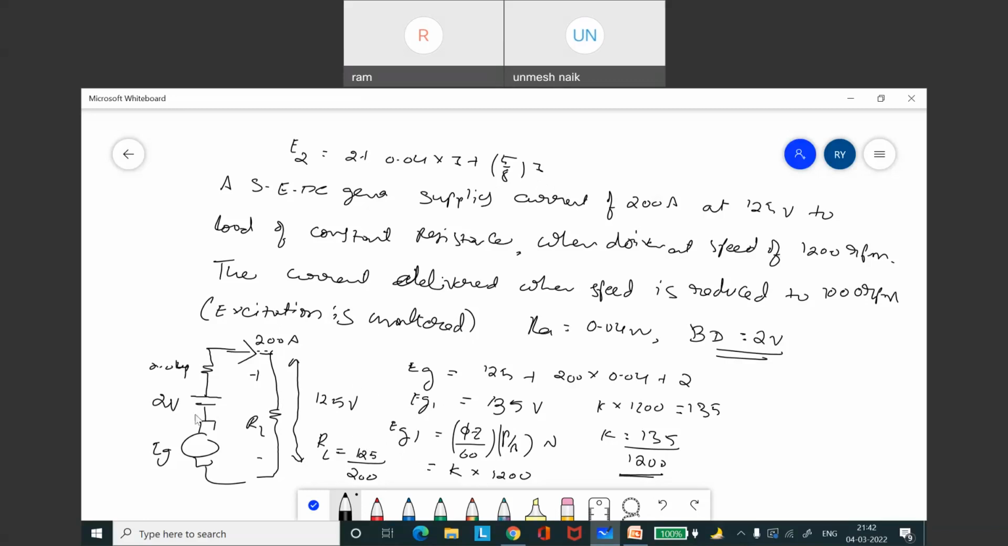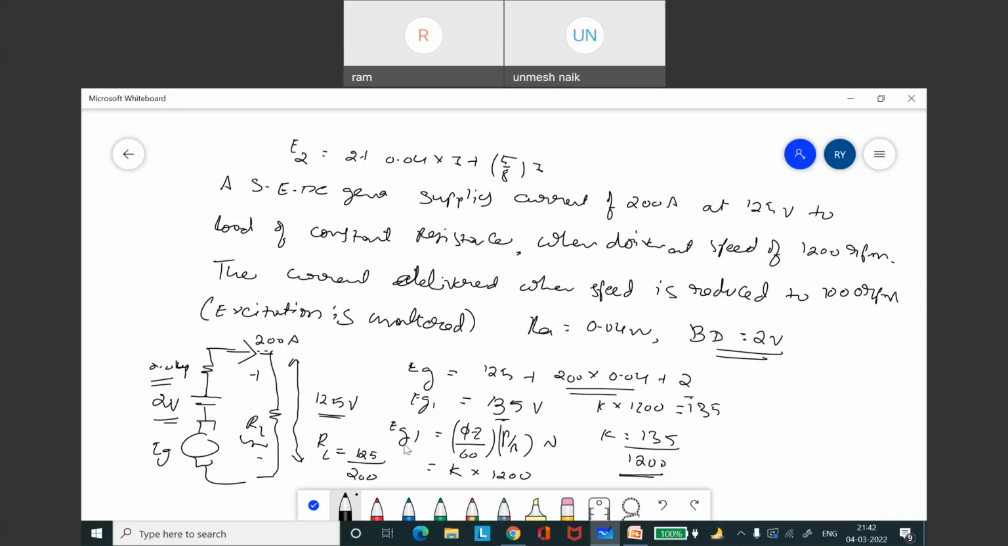Let me explain. So this is our separately excited DC generator. 2 volt is the brush drop. This is the armature resistance 0.04 and 200 amps is flowing, and the terminal voltage is 125 volts. So the load resistance can be given as 125 by 200. Now if I calculate EG1, it equals 125 plus Ia Ra, 200 into 0.04, plus the 2 volt brush drop, that is 135 volts.